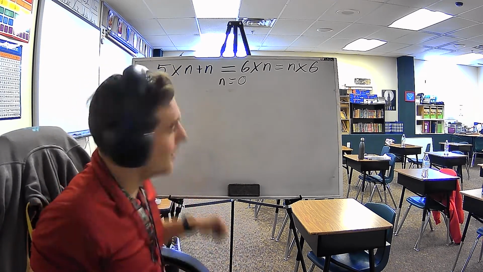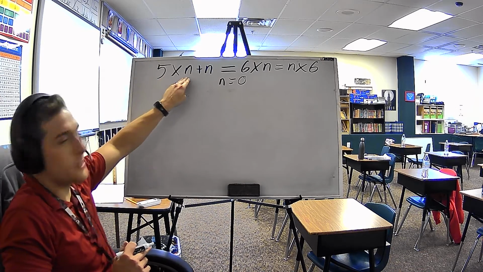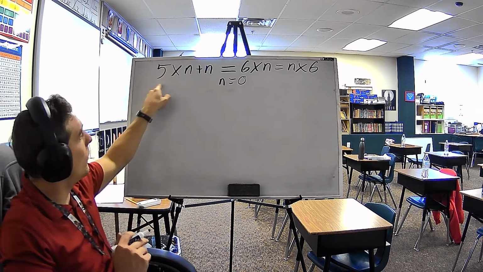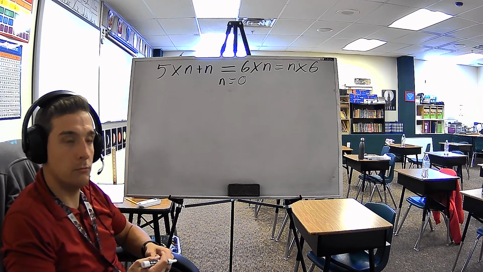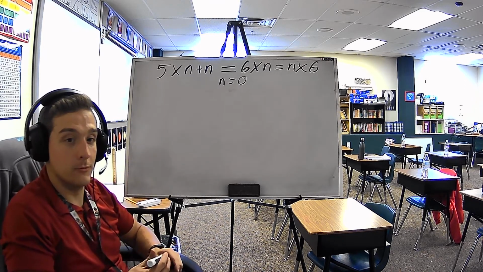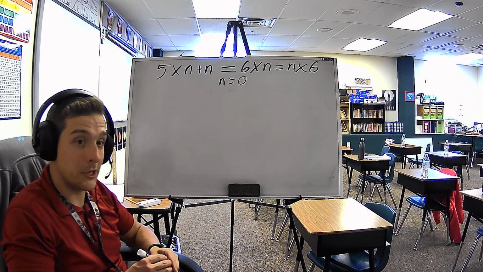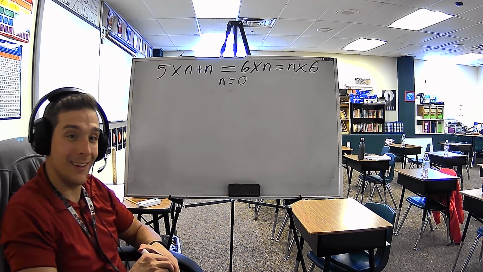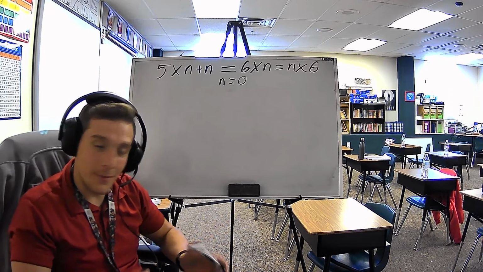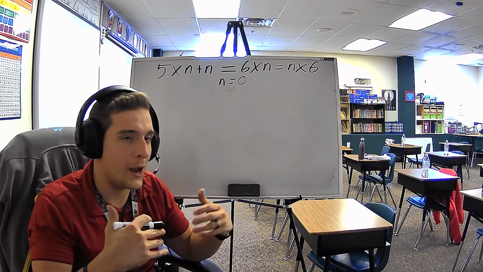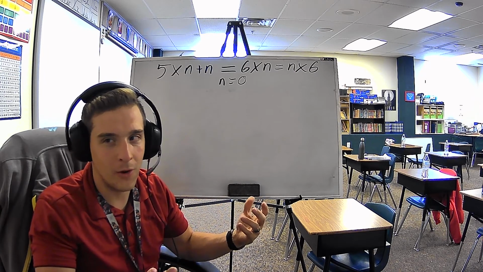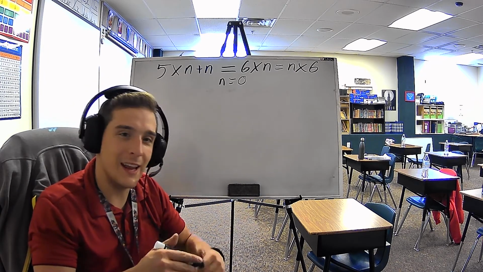We agree on that. Okay, so 5 times 0 plus 0. What's 5 times 0? 0. What's 0 plus 0? 0. Weird, isn't it? But at the same time, it's really, really cool. And that's kind of the primary thing we're going to be talking about. But let's take it a step further.